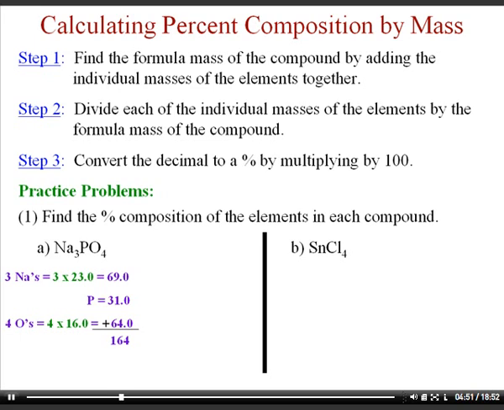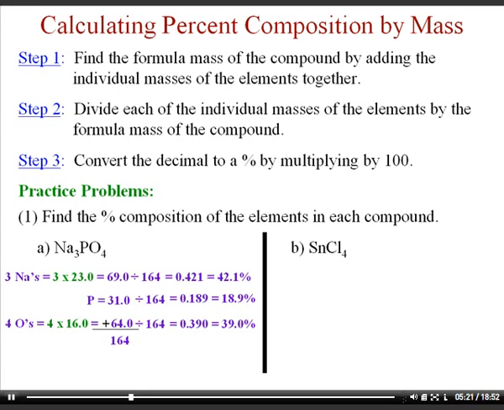Now you're going to take the individual masses of the elements and divide that by the formula mass for the compound. So you're going to divide each of those individual masses for sodium, phosphorus, and oxygen by the grand total mass of 164. Multiply by 100 to get it to a percent, and then you'll have your final percent by mass. So 42.1% of the compound comes from sodium, 18.9% of the mass of the compound comes from phosphorus, and the remaining 39% comes from oxygen.